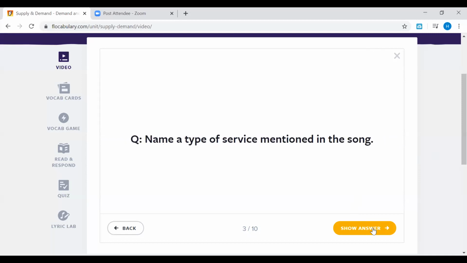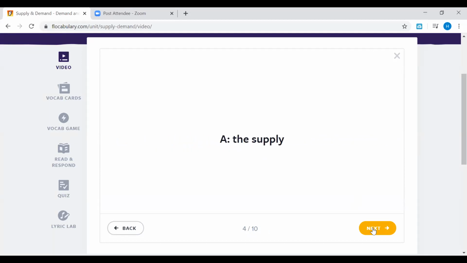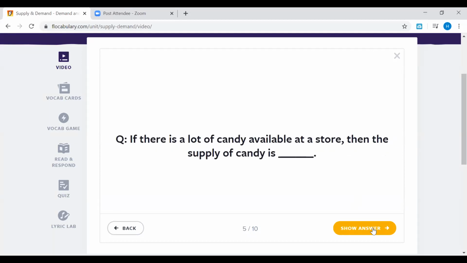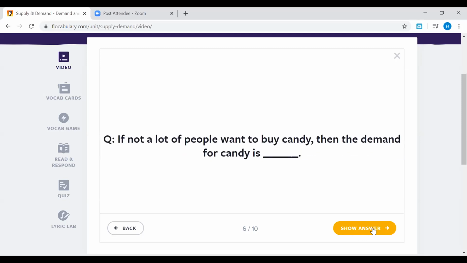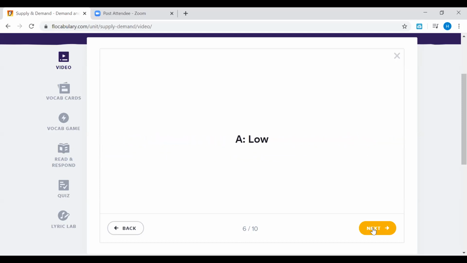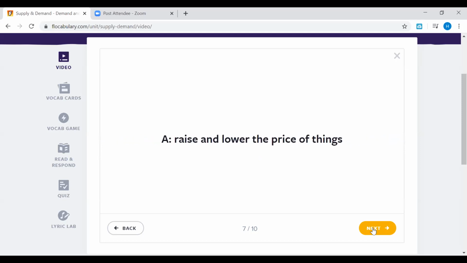Name a type of service mentioned in the song. Being a doctor, being a bus driver. What do we call the amount of a good or service that's available for sale? The supply. If there is a lot of candy available at a store, then the supply of candy is high. If not a lot of people want to buy candy, then the demand for candy is low. What do supply and demand work hand in hand to do? Raise and lower the price of things.